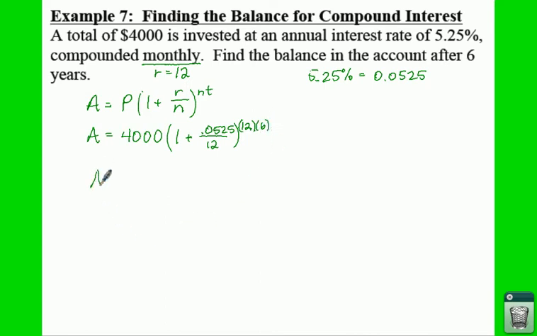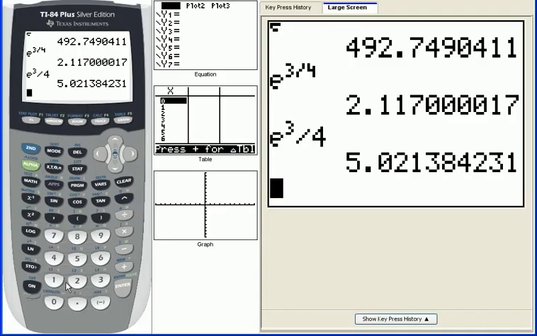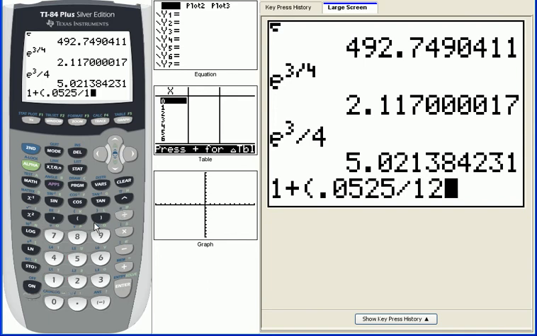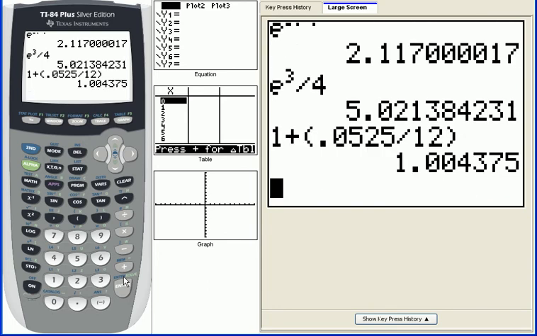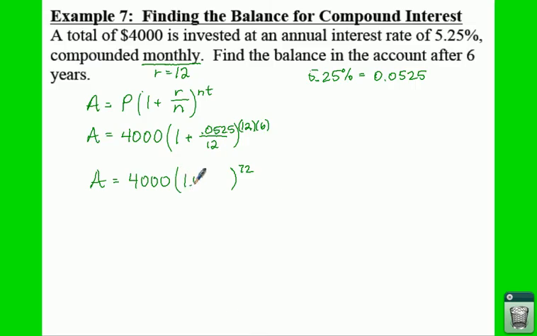So when we simplify this, you get 4,000 times on the inside, we'll figure out what that is, and 12 times 6 is 72. So if we have on the inside 1 plus, and then parentheses 0.0525 divided by 12, what we're going to do is we're going to round to 4 decimals. We're going to write this as 1.0044. As a general rule here, let's just round everything to 4 decimals.